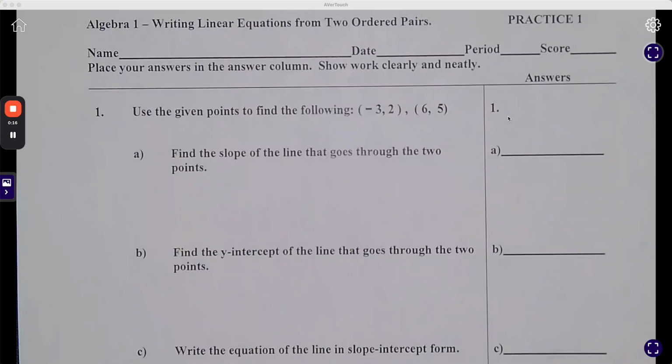All right, let's make sure we clock it and lock it, people. Clock it and lock it. Let's go. Put all those devices away and let's get focused. All right, we're going to write linear equations from two ordered pairs.